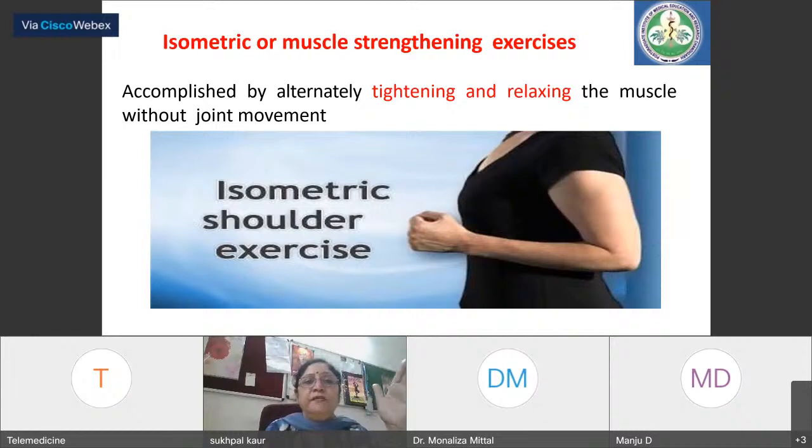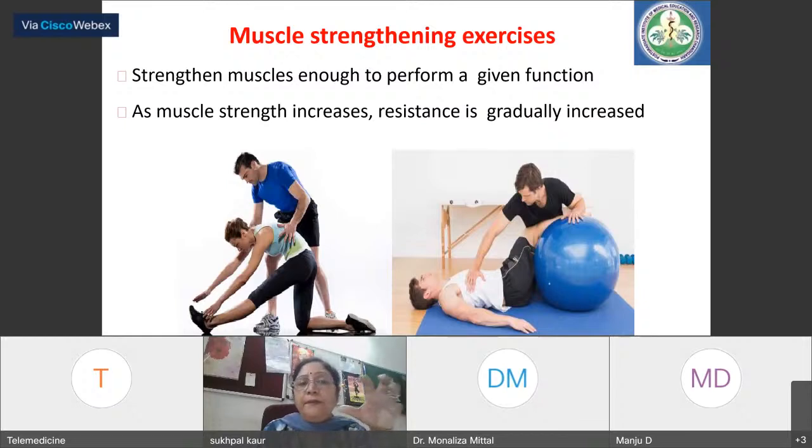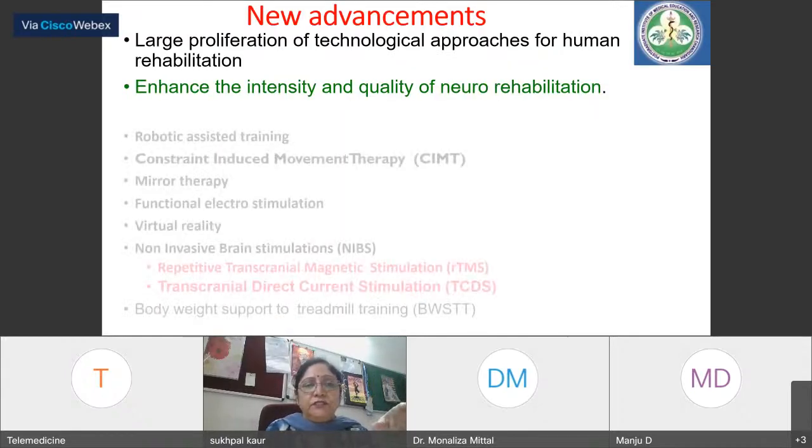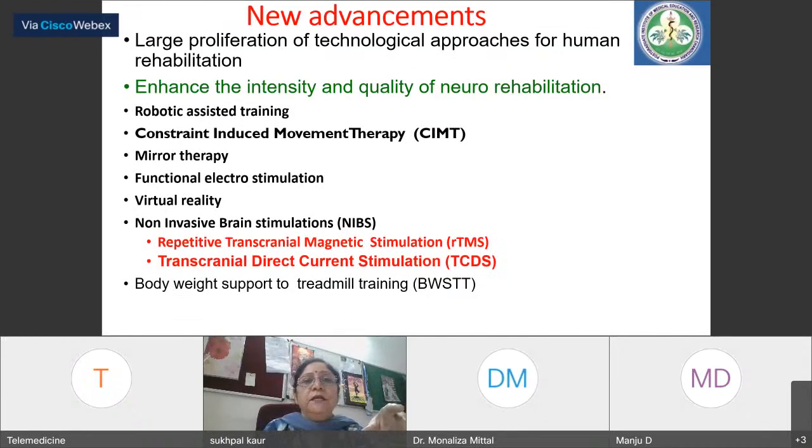So these are the isometric or the muscle strengthening exercises which are accomplished by alternating tightening and relaxing the muscles without the joint movements. So these exercises really help in building the muscles of the patients. So these are the traditional exercises, but are very, very important in the acute stage. And there are certain new advancements, which I'll be talking about in the next part of my presentation.